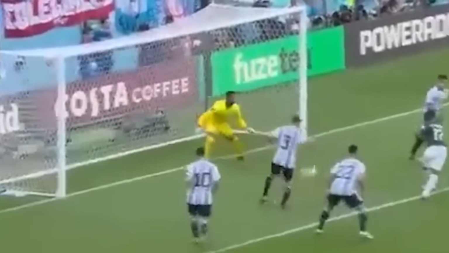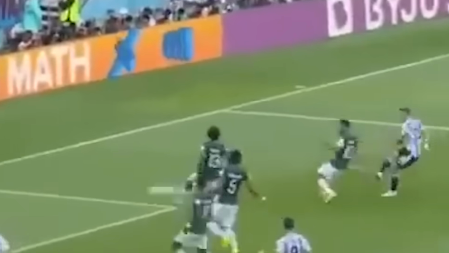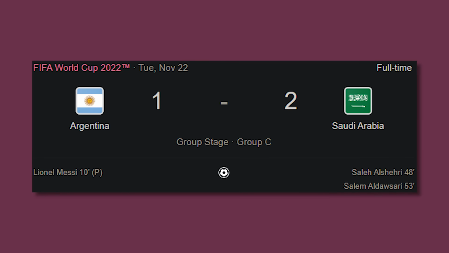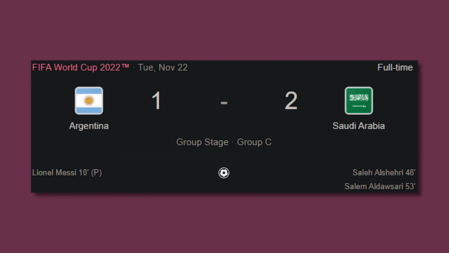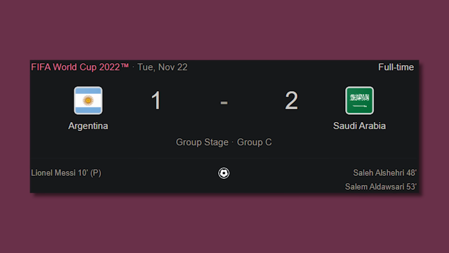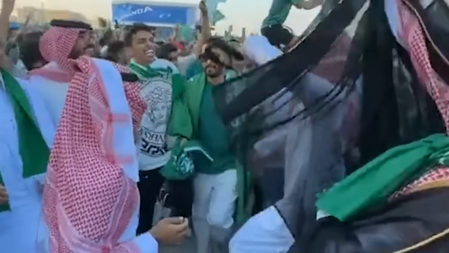Now absolutely flabbergasted, the Argentinians all of a sudden found themselves desperate for a goal. But no matter what they tried, the Saudi defense or their keeper, Mohamed Al-Owais, had an answer. And so, in one of the biggest shocks of the tournament, Saudi Arabia defeats Argentina 2-1. Saudis across the world, rejoice.